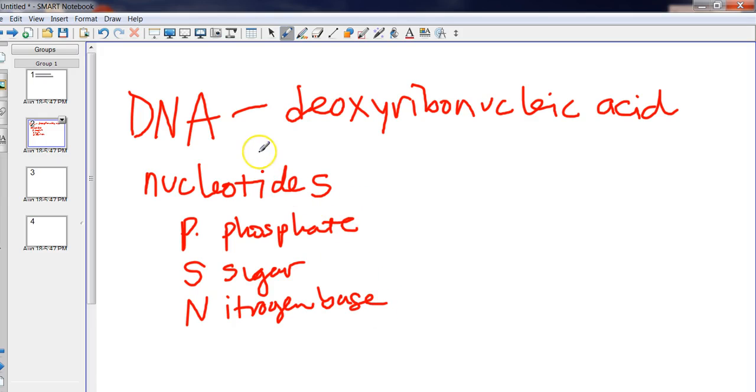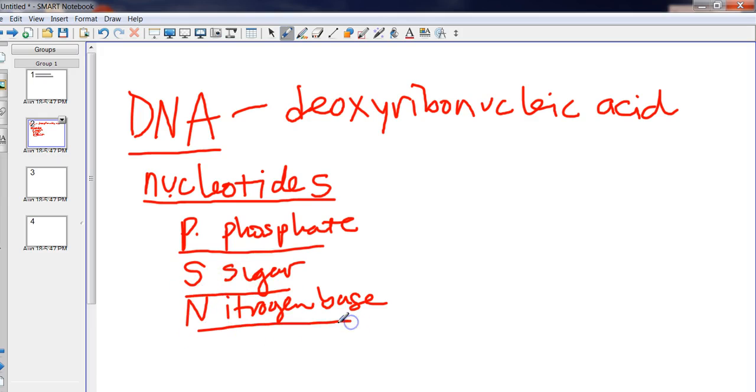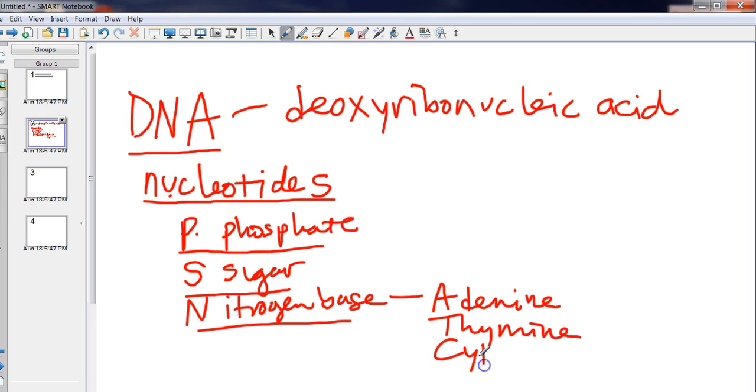Okay, so again, DNA has repeating units in it called nucleotides. One nucleotide has a phosphate, a sugar, and a nitrogen base. Now, out of the three of these, the nitrogen base can be one of four things. It could be adenine, thymine, cytosine, or guanine.